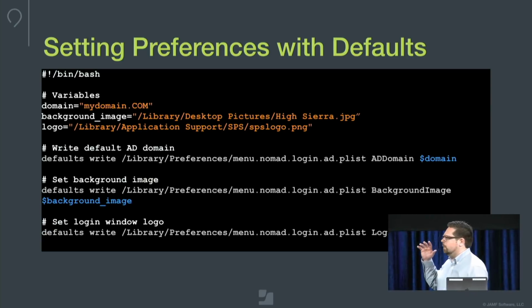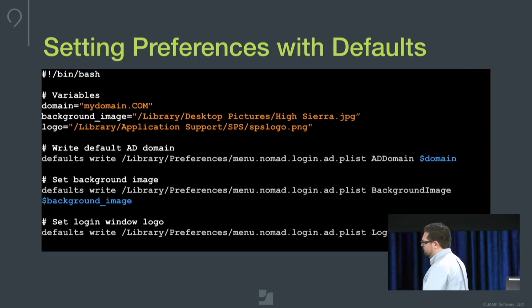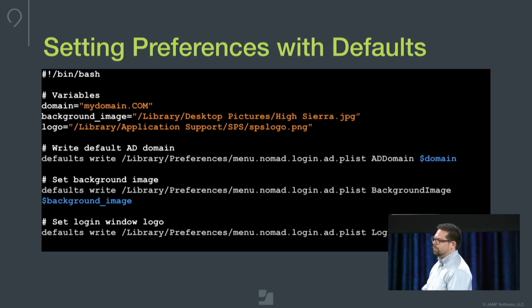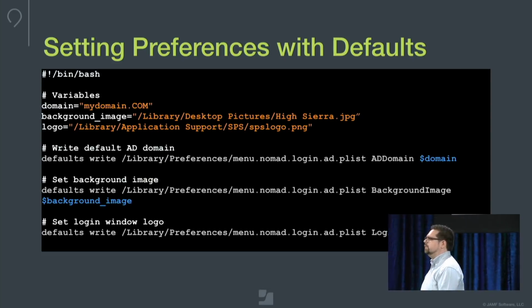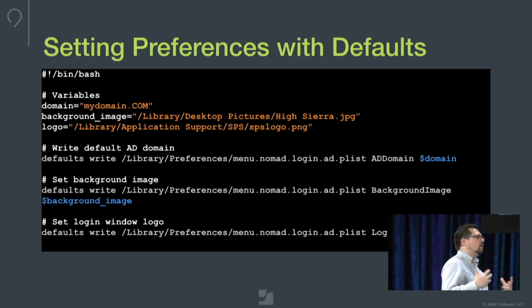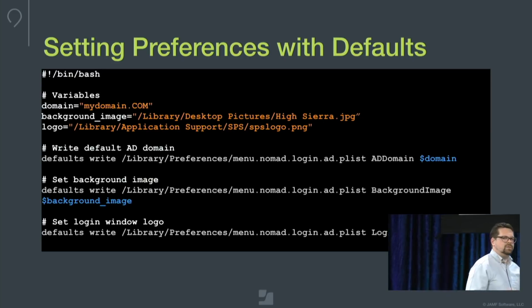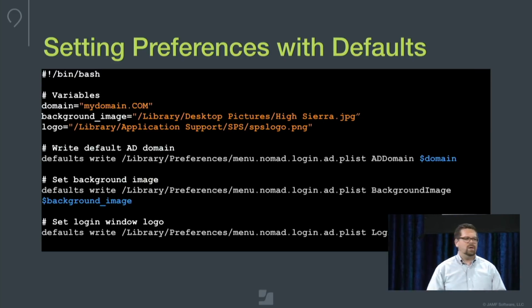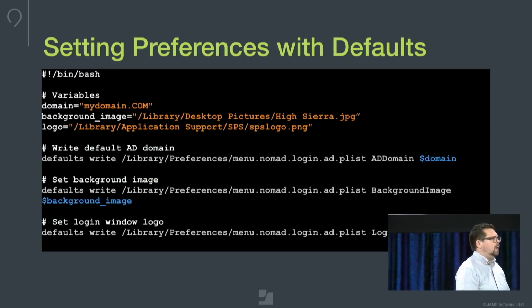All right, so we looked at the package. We looked at authorization mechanisms. And we looked at how to set the preferences for this. So what does this all look like in a regular workflow with Jamf, with DEP, with NoMAD Login?